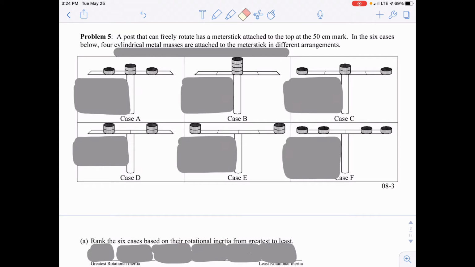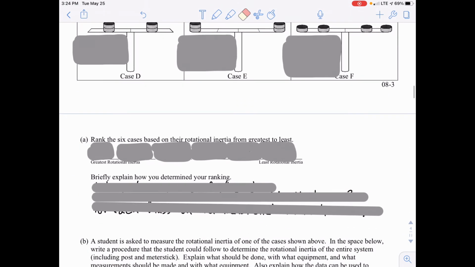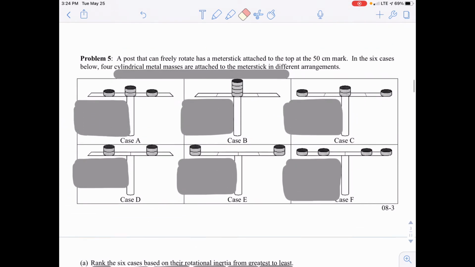Number 5. A post that can freely rotate has a meter stick attached to the top at the 50 centimeter mark. In 6 cases below, 4 cylindrical metal masses are attached to the meter stick in different arrangements. A. Rank the 6 cases based on the rotational inertia from greatest to least. Briefly explain how you determined your ranking.